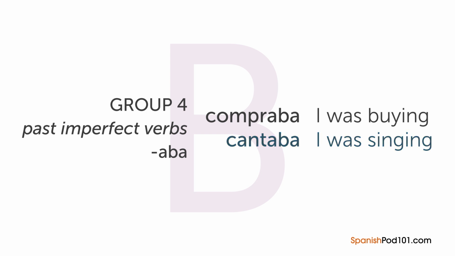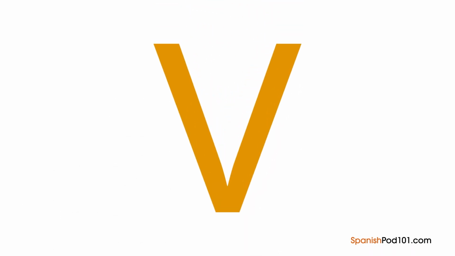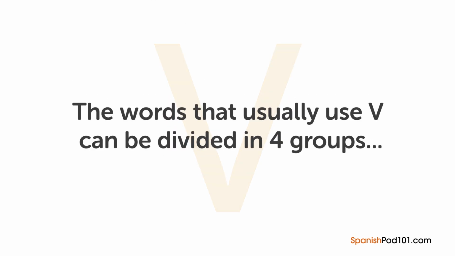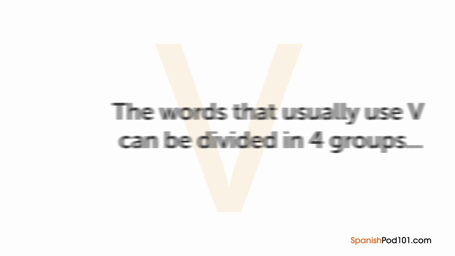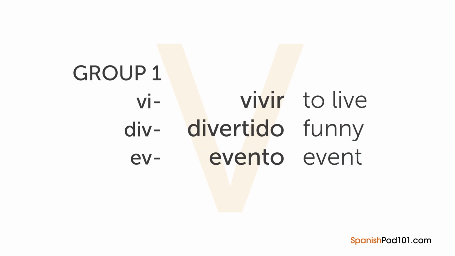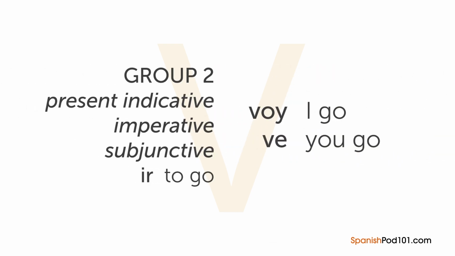Now let's see the rules for V. The words that usually use V can be divided in 4 groups. First, all the words that begin with v, div, ev. For example, vivir, to live, divertido, funny, and evento, event. Second, all the forms in present indicative, imperative, and subjunctive of the verb ir, to go. For example, voy, I go, or ve, you go, in the imperative.